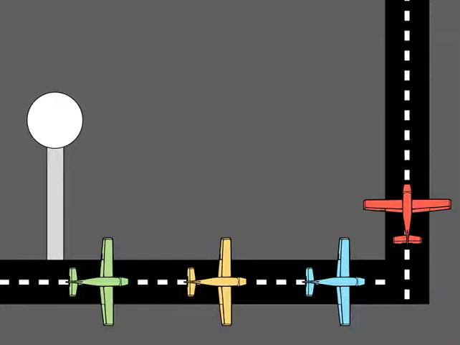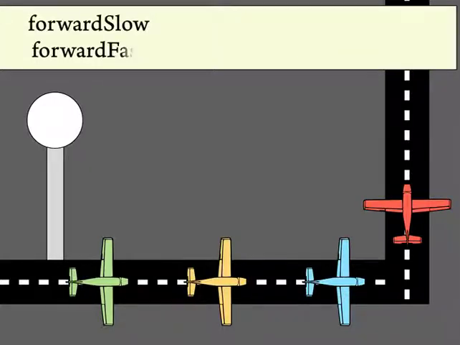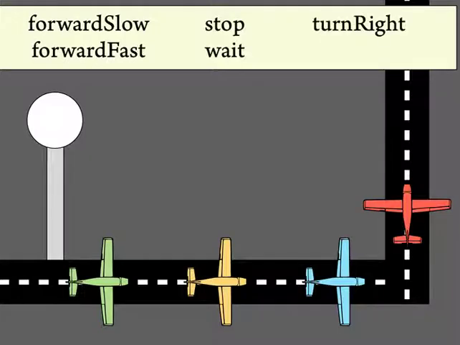What sorts of things might the air traffic control people say? Well, in our simulation, we can keep it simple. Maybe we just tell the plane to go forward slowly or quickly. Maybe we tell it to stop or wait. And of course, we can tell it to turn right and turn left. And let's say that these 6 things are all we need for our simple simulation.